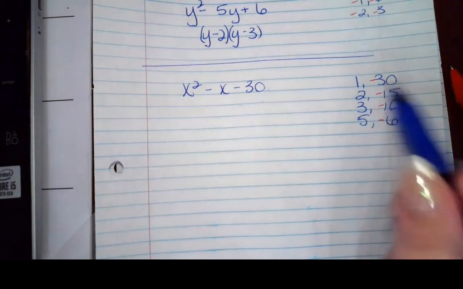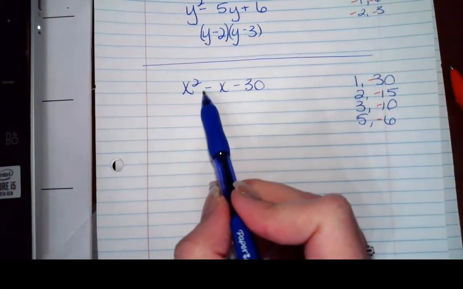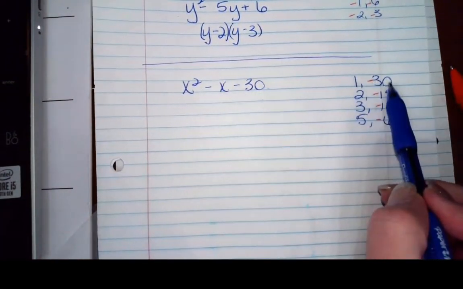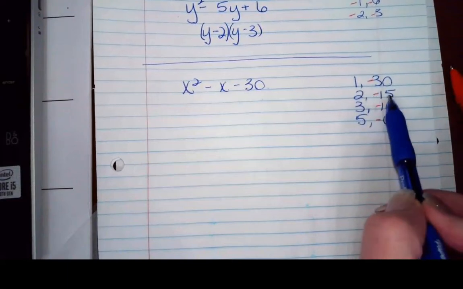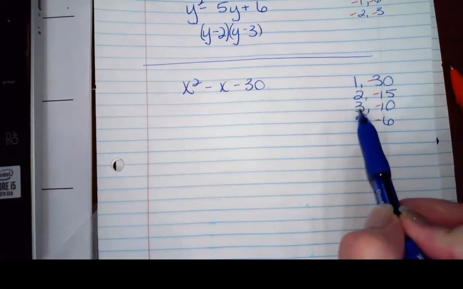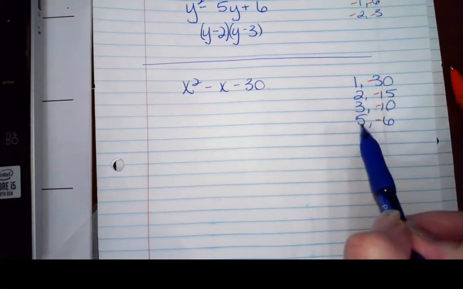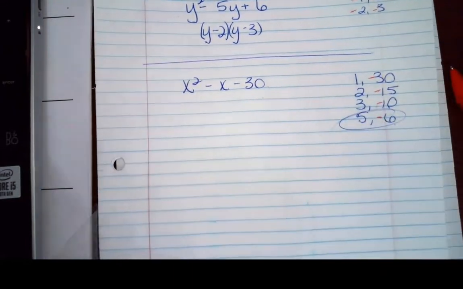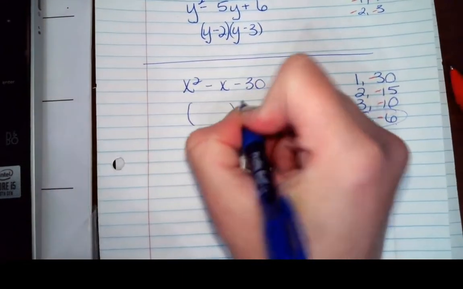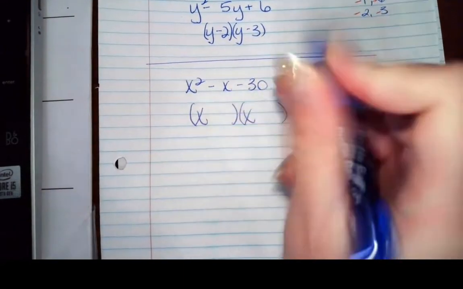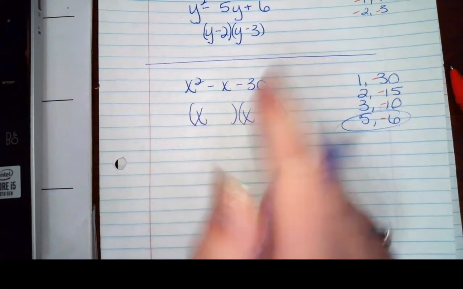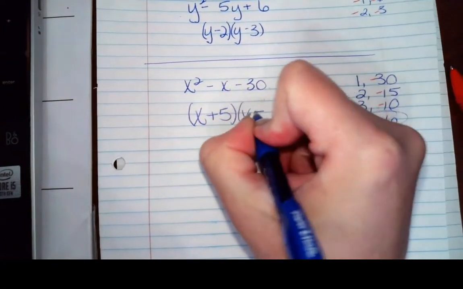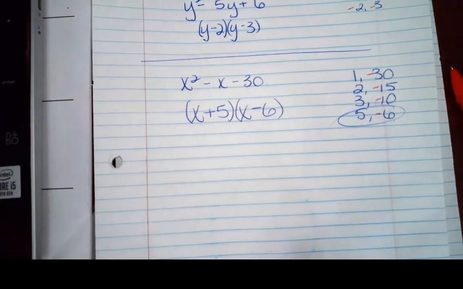Okay, so do I have any of those that when I do what the signs say, I get a negative 1? 1 minus 30 is negative 29. 2 minus 15 is negative 13. 3 minus 10 is negative 7. 5 minus 6 is negative 1. So two sets of parentheses, square root of the first in the first spot, and then I've got a positive 5 and a negative 6.